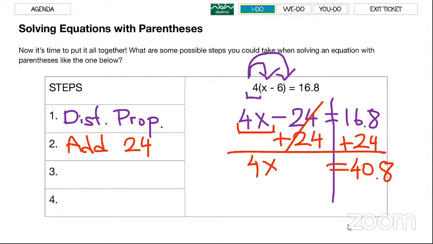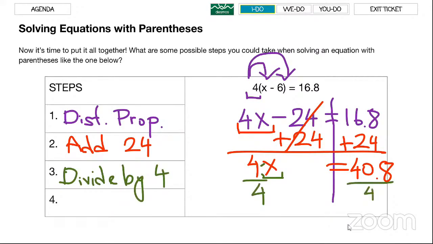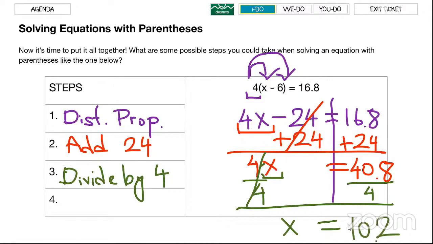Now, what do we need to do? So you need to isolate the variable x. And there is a 4 multiplied to the x. Because of that, you need to divide by 4 on both sides of the equal sign. So I'm going to divide the left side by 4. I'm going to divide the right side by 4. The last step is just to write down the answer. So 4s cancel out. 4 divided by 4 becomes 1. It disappears. 40 divided by 4 is 10. Okay, so this is solving equations when you have parentheses.